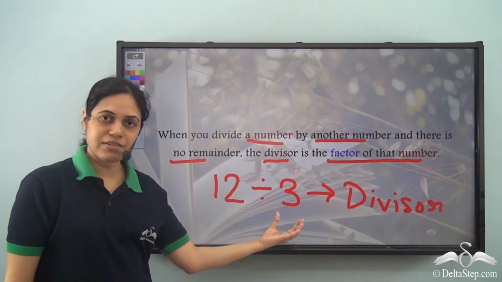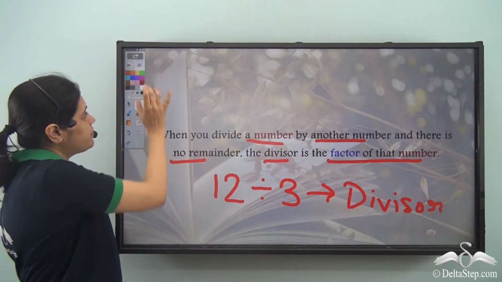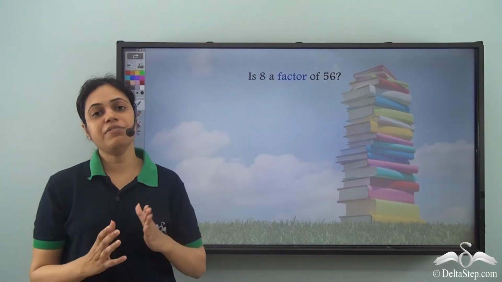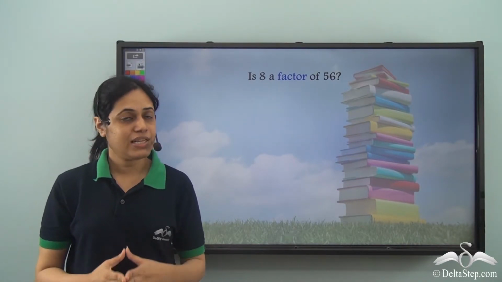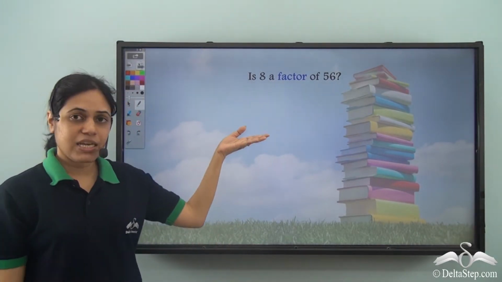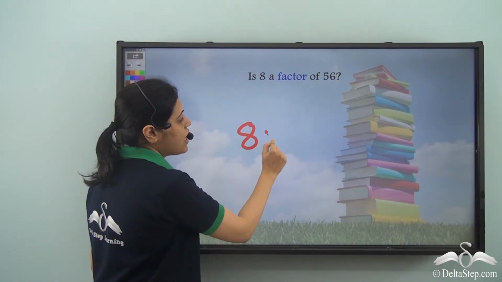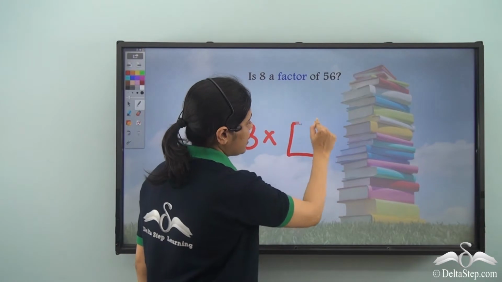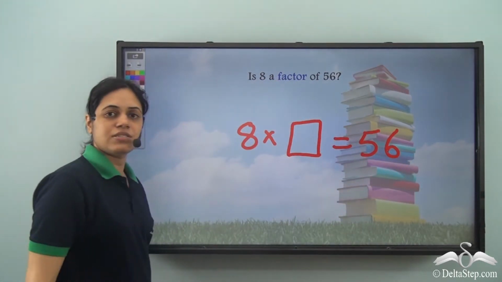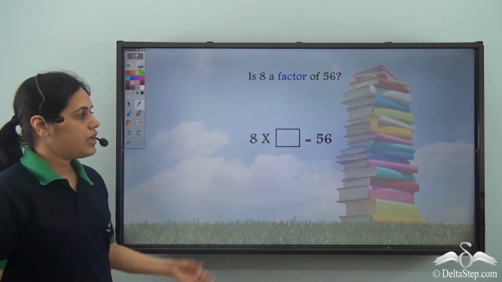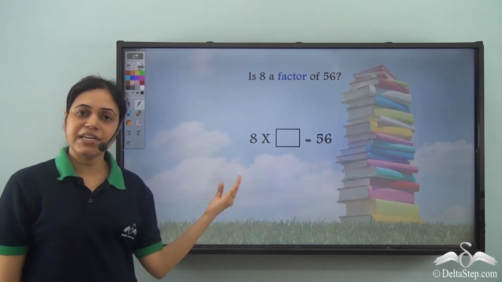So the divisor is the factor of the number. Now can you tell me whether 8 is a factor of 56? Let us see. So once again, for 8 to be a factor of 56, I should have 8 into something is equal to 56. I want this. And how do I find this? Now I know that I need to divide and see.